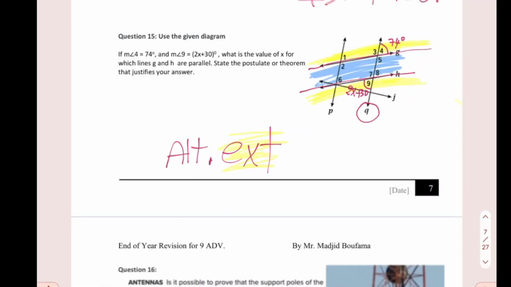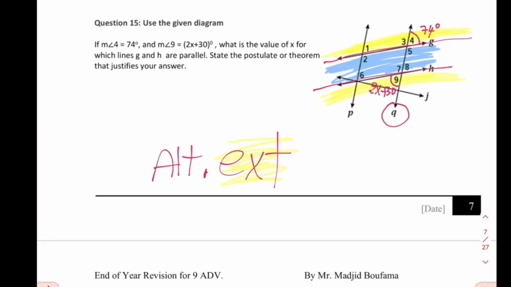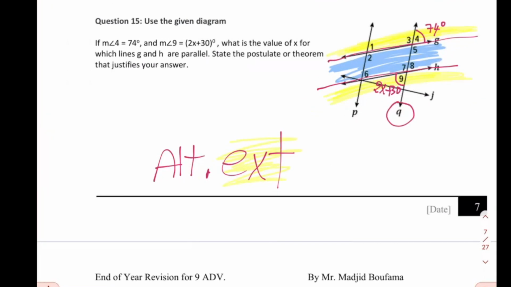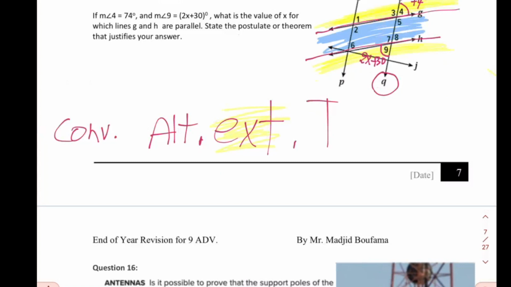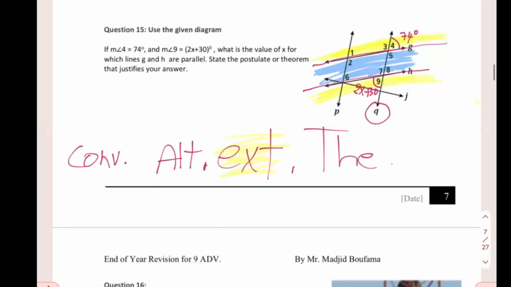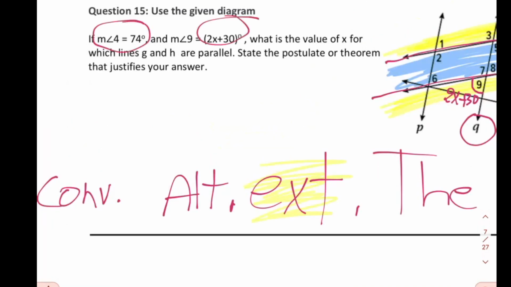Okay. And what they say: find the value of x for which the lines G and H are parallel. State converse, because you need to find for which they are parallel. So you say converse alternate exterior angles theorem. And now the alternate angles must be equal. So this measurement should be equal to this measurement. So you put 2x plus 30 equals 74, and you solve.